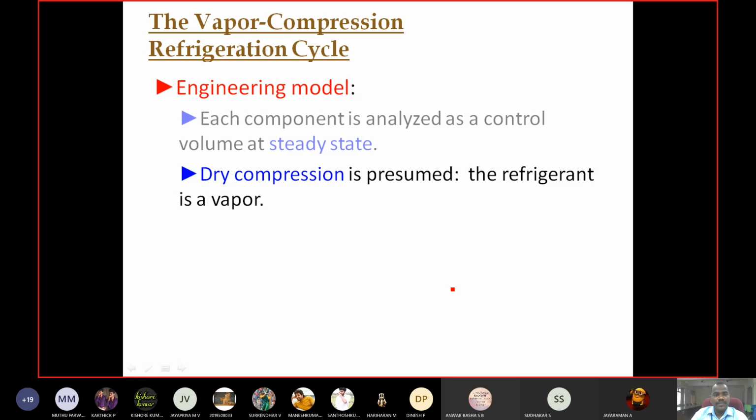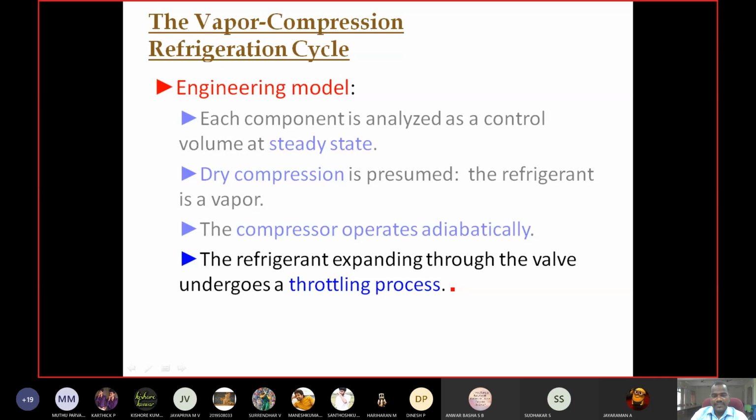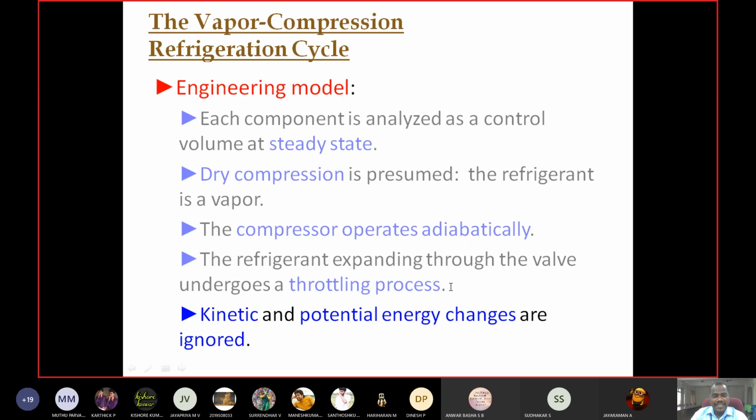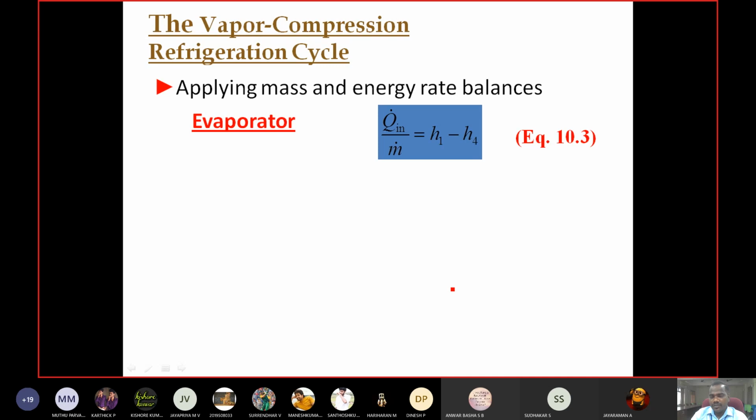These are the assumptions. The compressor operates adiabatically. The refrigerant expanding through the valve undergoes a throttling process. We know why we need TXVs. The kinetic and potential energy changes are ignored here. Then we can apply the mass and energy rate balance, as the evaporator will be equal to this one.